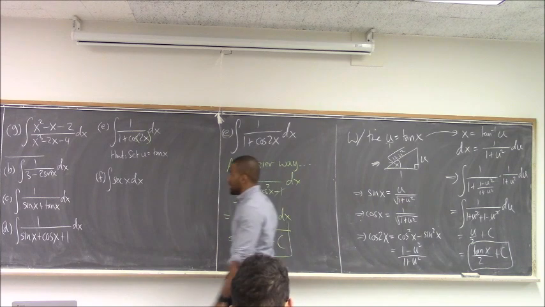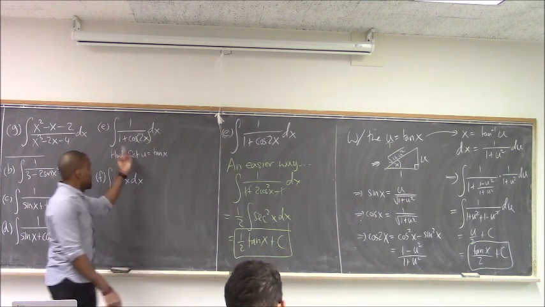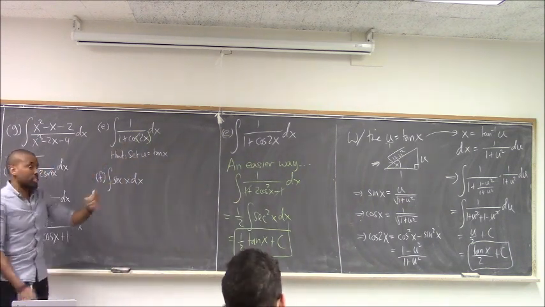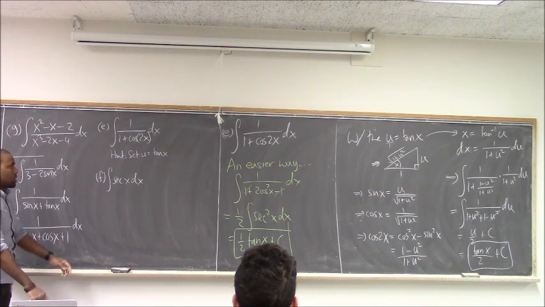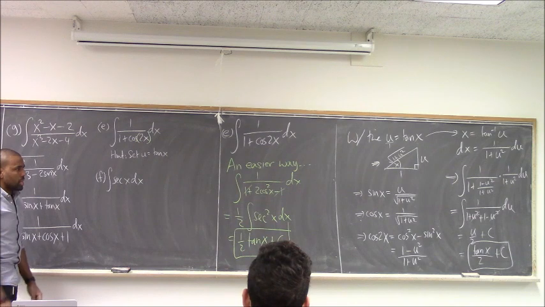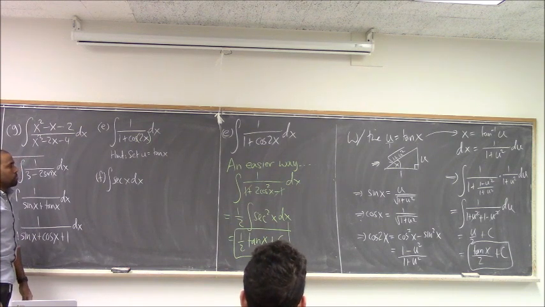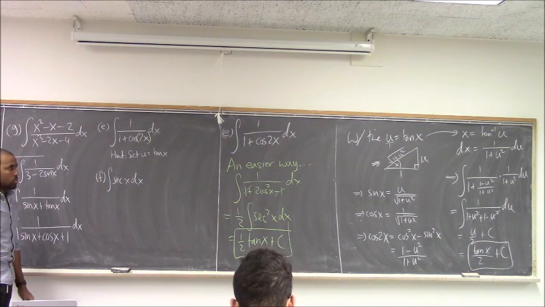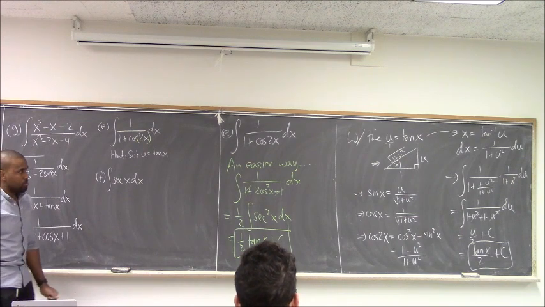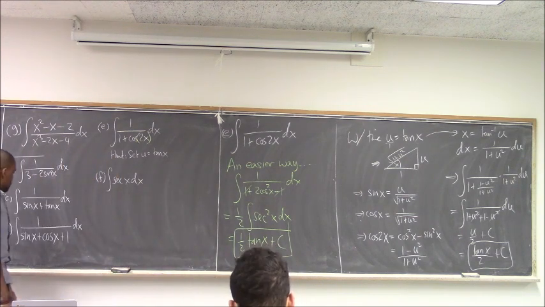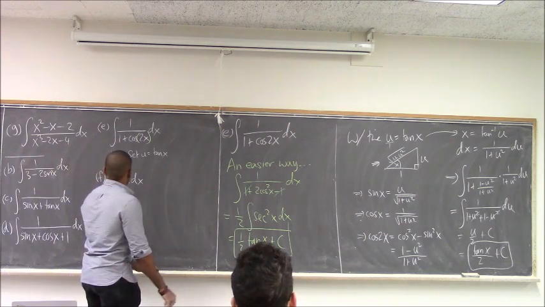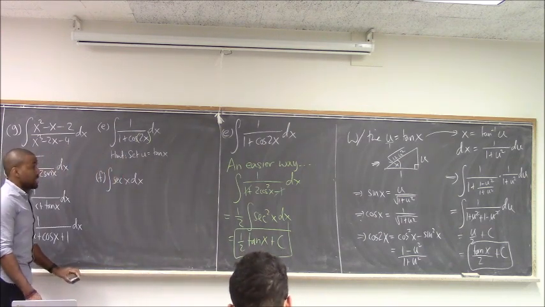And this is typical for a Cal 2 integral. You'll often have several ways to do it. Another way to do this, you could multiply by 1 minus cosine 2x over 1 minus cosine 2x, and then do a substitution for sine 2x. That could also work. But yeah, multiple ways to do this integral. This is by far the easiest way. That's probably the way I would have done it.